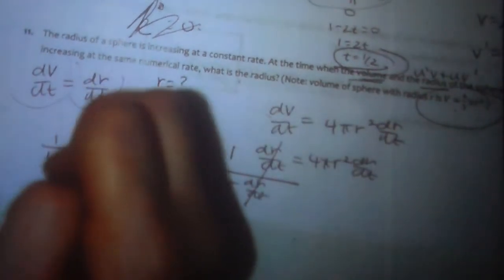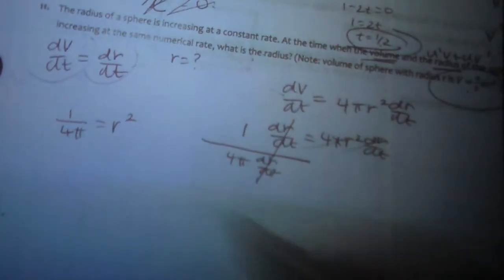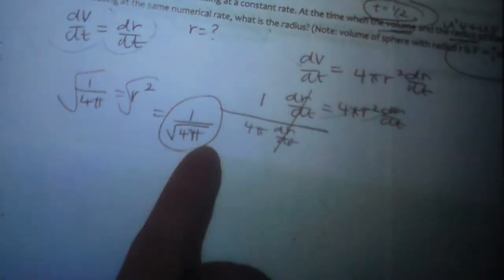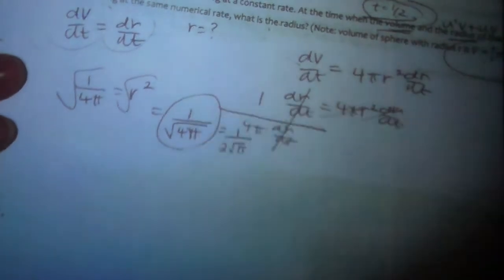So then we're going to divide to get r by itself, 4 pi dr/dt. That cancels, but there's still a factor of 1, so I have 1 over 4 pi equals r squared, because I've divided these over, and then just take the square root. This is 1 over the square root of 4 pi. Which you can say square root of 4 is 2, but then see how the root, pi is still in the root, so that's the same as 1 over 2 root pi. Either one is the same. Wow, I did a lot of work.